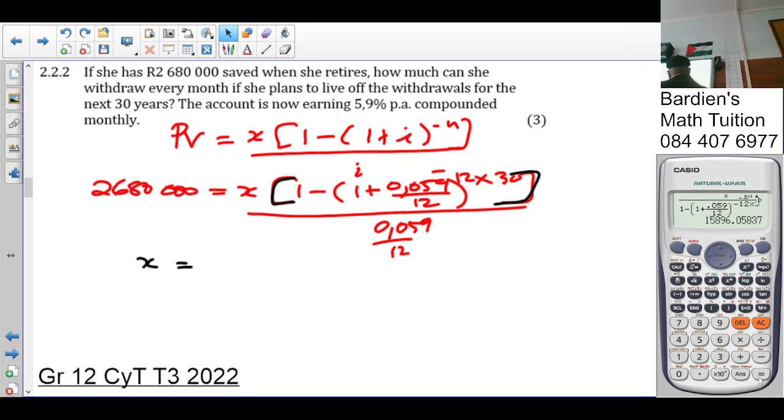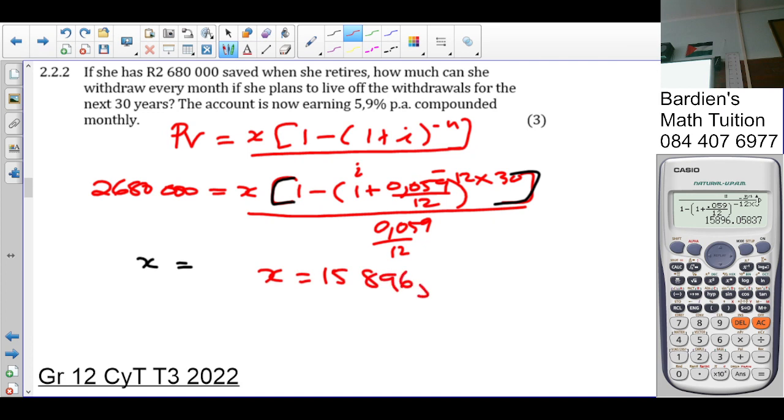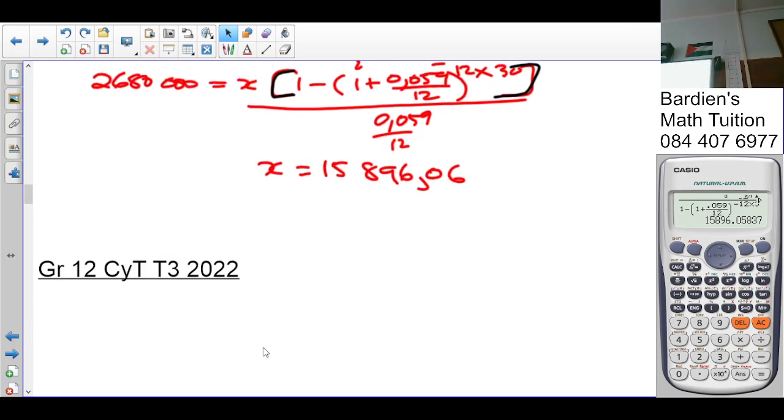So she can withdraw 15,896.06. Sorry, not 15 million. So that is a monthly withdrawal for 30 years. Does that make sense, people? Right, next.